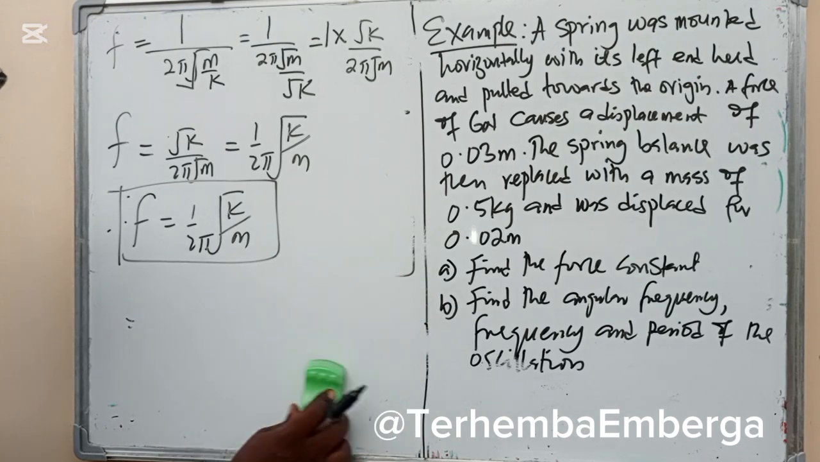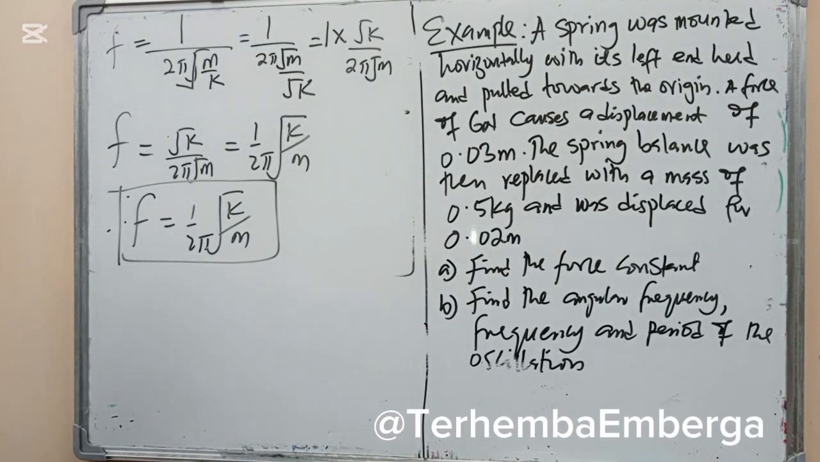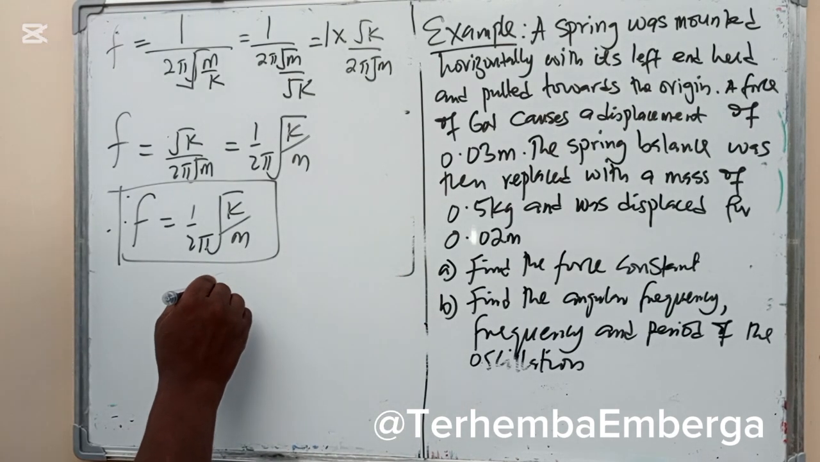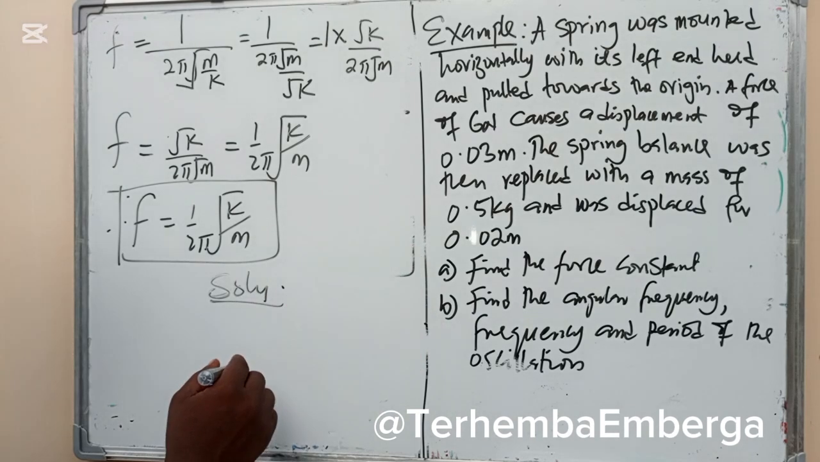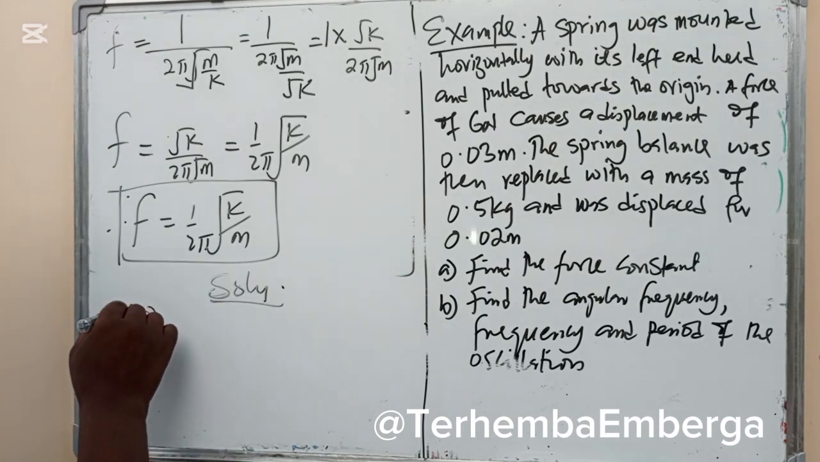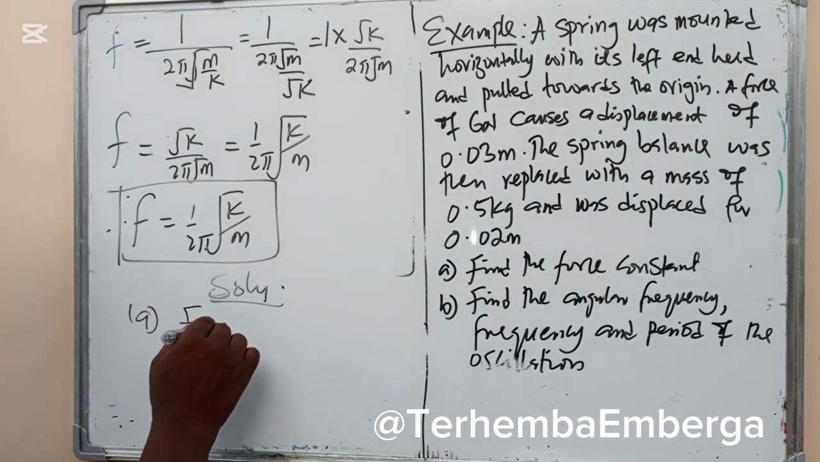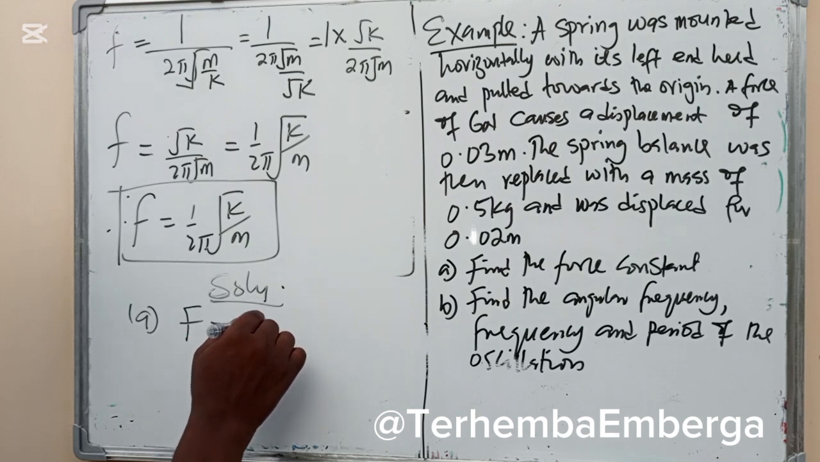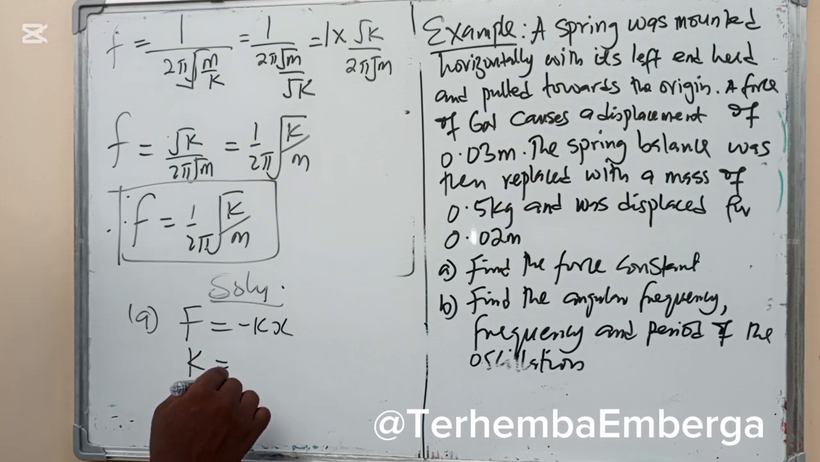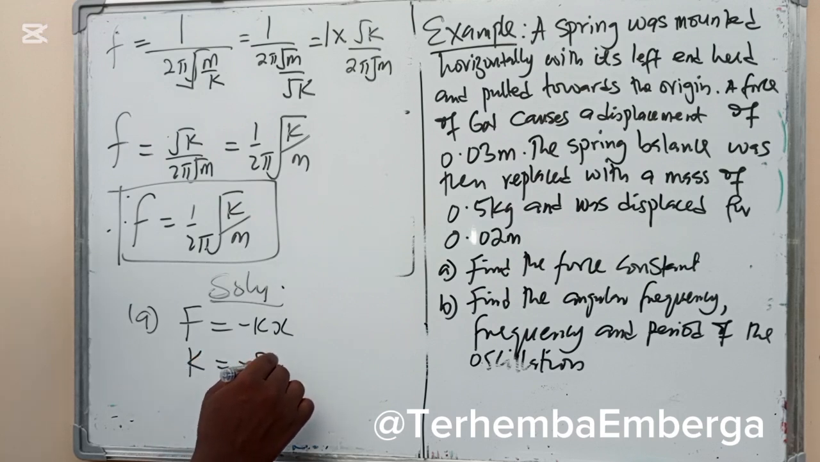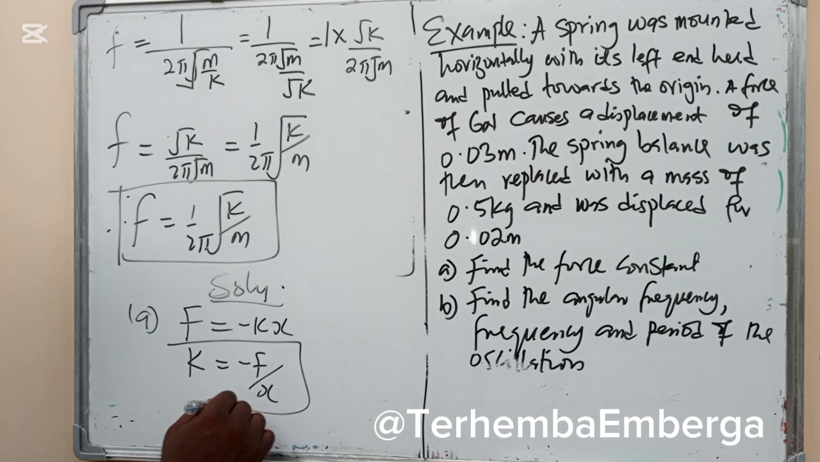So in this, I'm going to give you something to do. I will give you hints on how to solve this. For the first one, force constant, F is equal to minus kx, and k is equal to minus f all over x. Use this where force is given and the displacement is given.